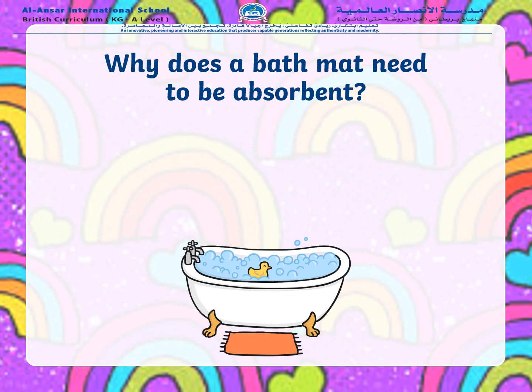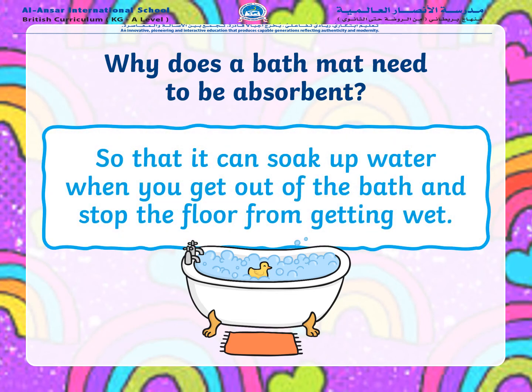Why does a bath mat need to be absorbent? Can you think about this question, learners? A bath mat is made of which material? Let's think about that first. Yes, you're right. It's made of a fabric material. And why does it have to be absorbent? So that it can soak up the water when you step out of the bathtub, and it helps to stop the floor from getting wet and avoids accidents at the same time. So it minimizes the risk of you slipping on the floor. It avoids the floor from getting slippery.